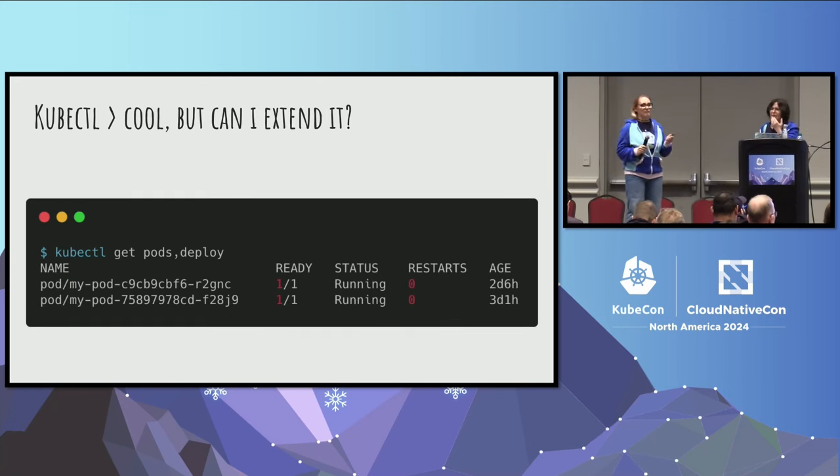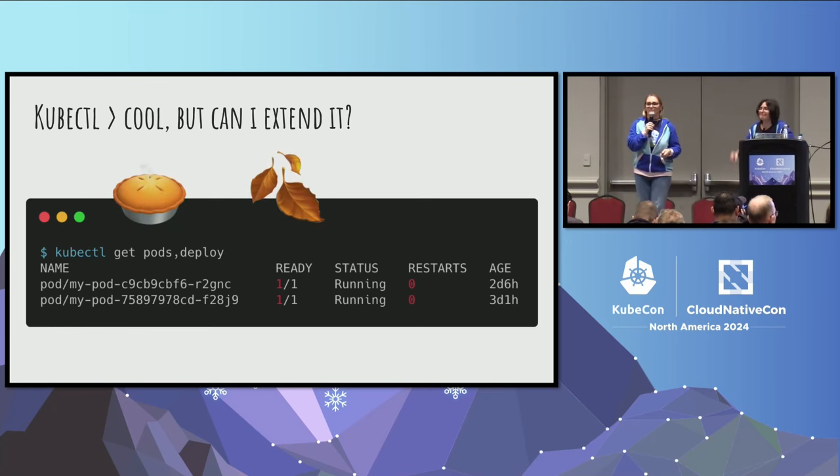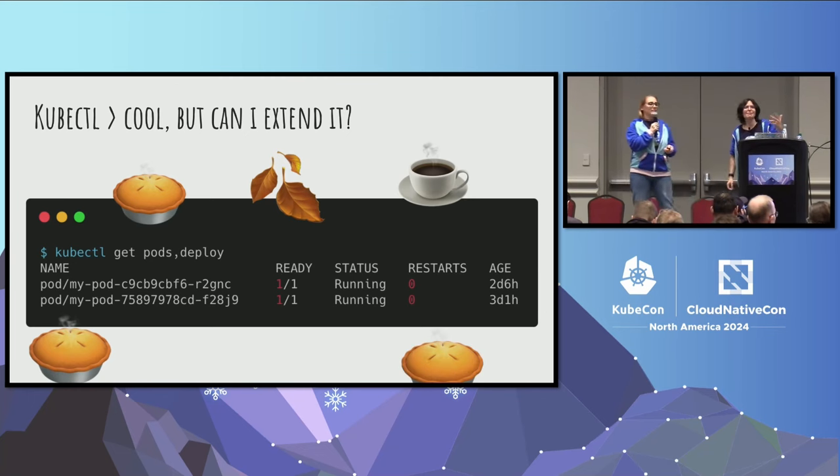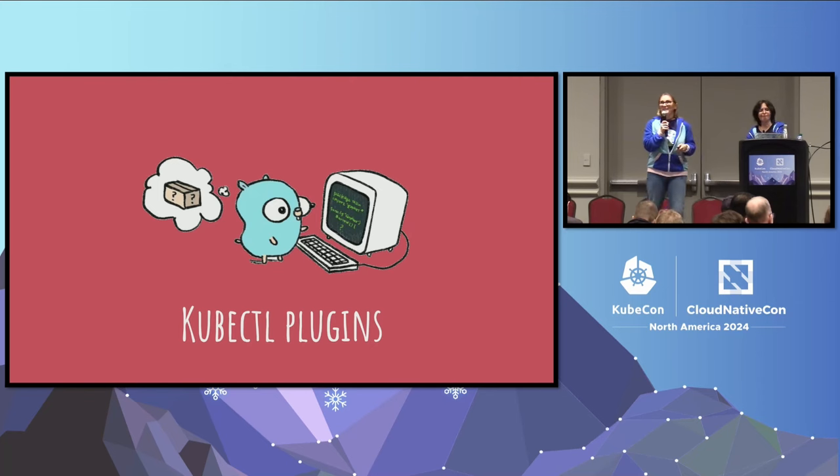Okay, it's cool, but we are in November. Yes. So I want pumpkin pie, fennel leaf, hot beverage, and pumpkin pie, and pumpkin pie. But how do I add some in my pod list, Gaëlle? What? How do I add some in my pod list? Yes, but with kubectl plugin, of course.